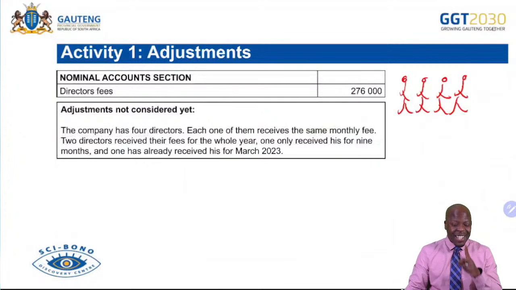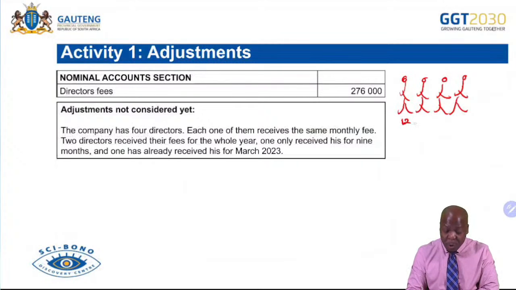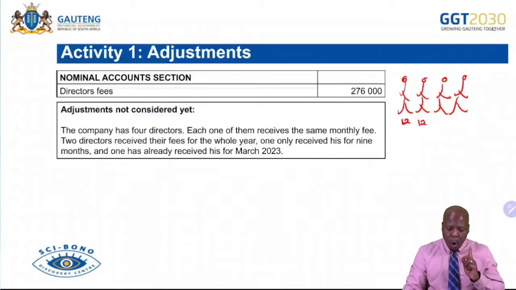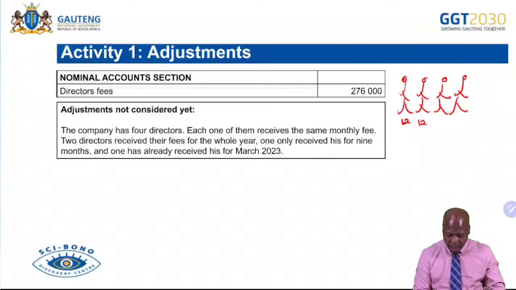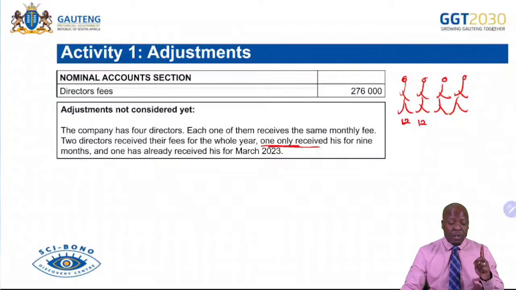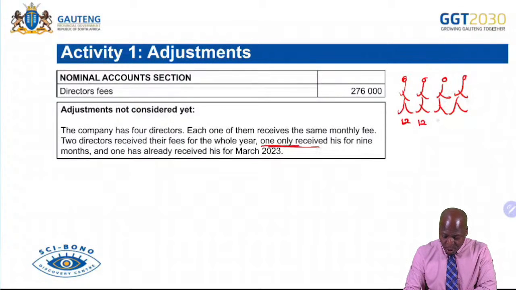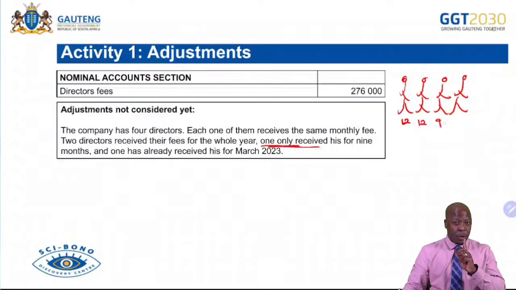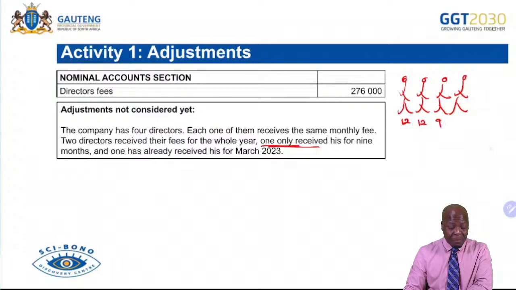How many months are in a year? 12. So that means for these 2 guys, this one received for 12 months, this one received for 12 months. All right. Only one, are you following? I'm reading here now. Only one received his for 9 months. Okay, so the 3rd director did not receive for 12, but for 9 months. So already we know we owe him outstanding director's fees, all right, because we paid him for 9 months.